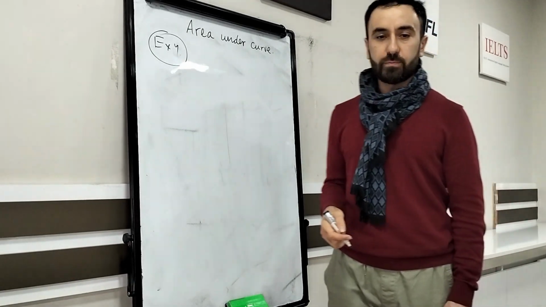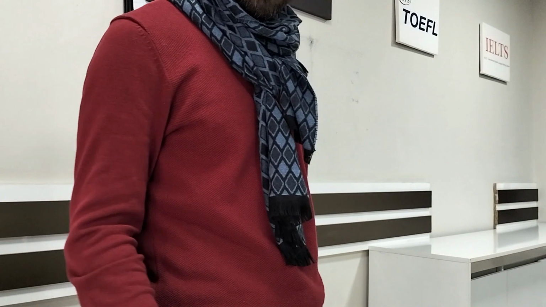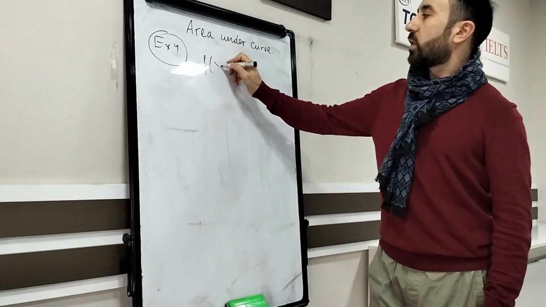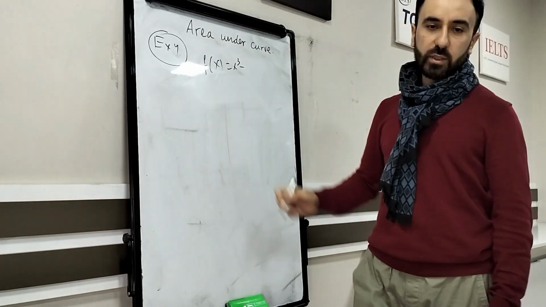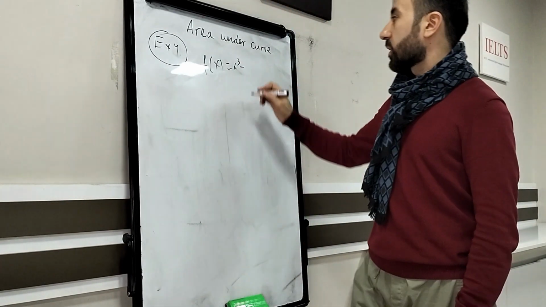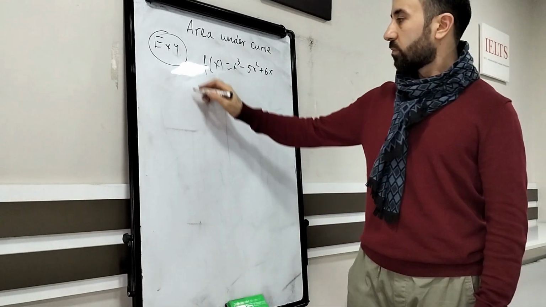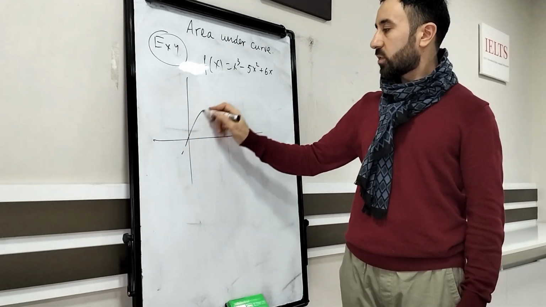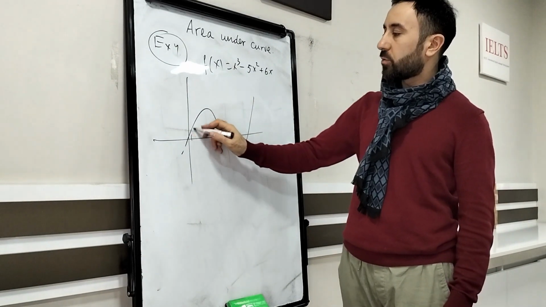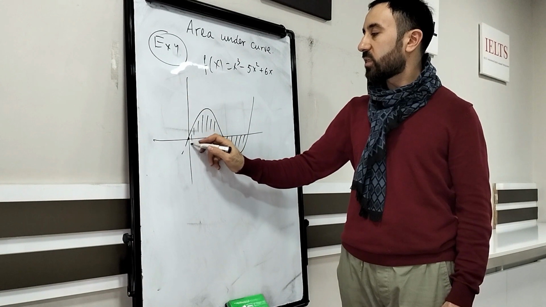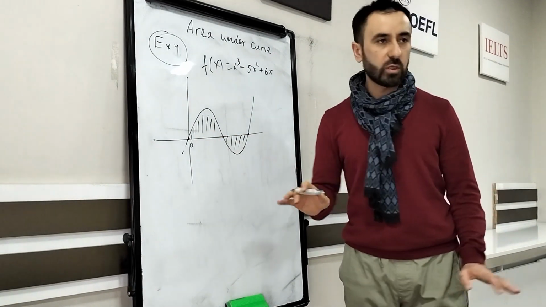In this example, I will select this example from our PDF notes, the AP bonus book. X cubed minus 5x squared plus 6x. The graph of the function is also given. Just it's given as this. And the boundary area is this one. These values are not given. We know that this is 0, but these roots are not given for us.